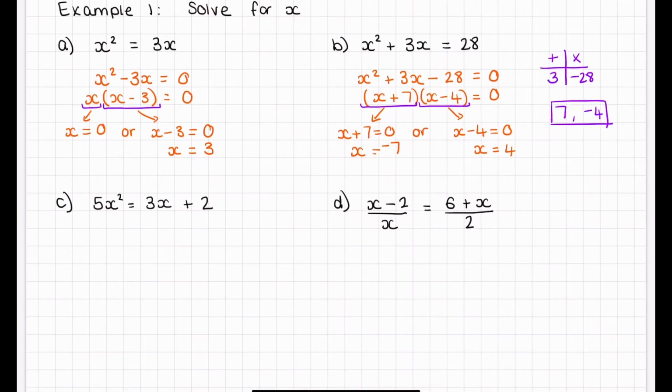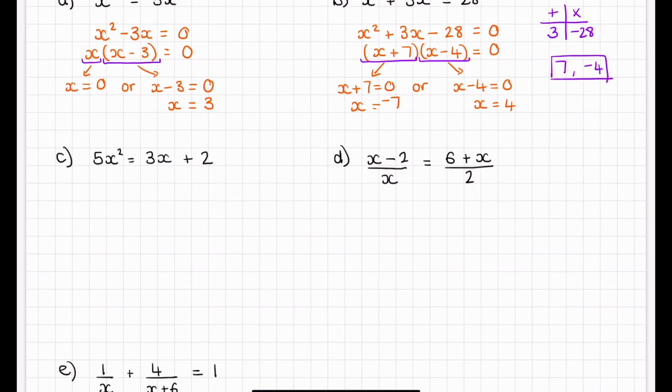Okay, C, we've got 5x squared equals 3x plus 2. First of all, let's rewrite this so it equals 0. Always try and have the x squared as positive. I find it the easiest way to go.